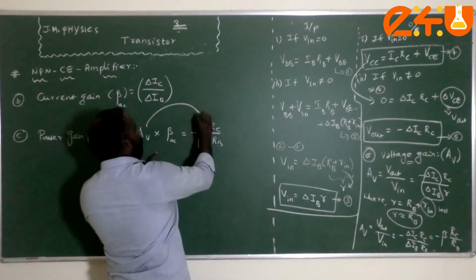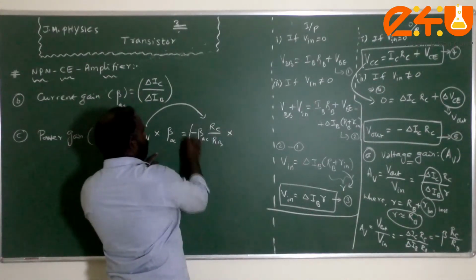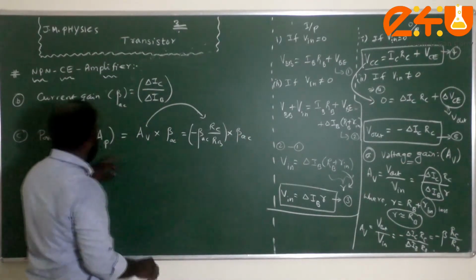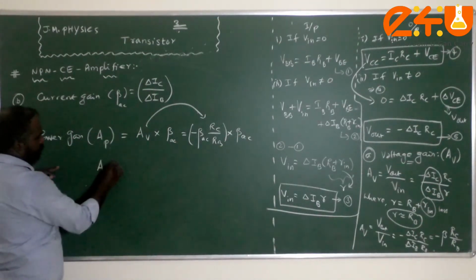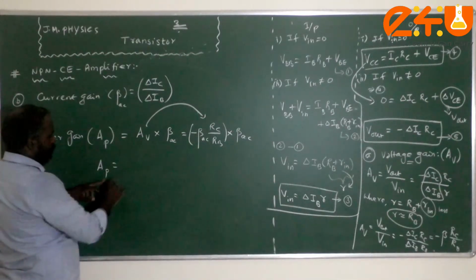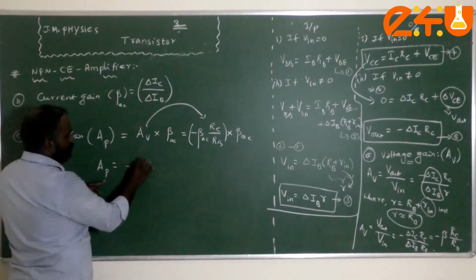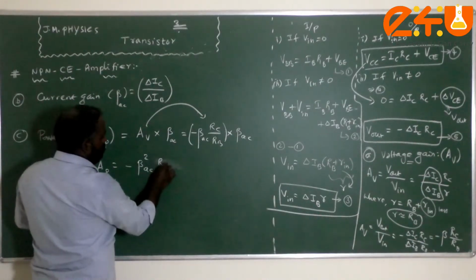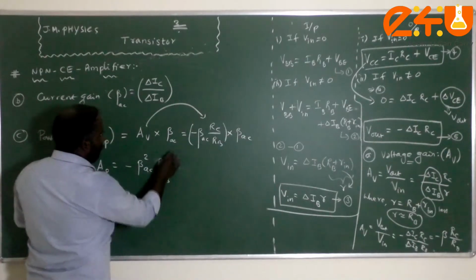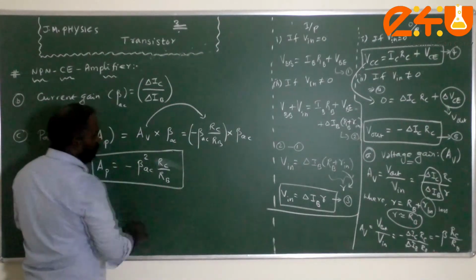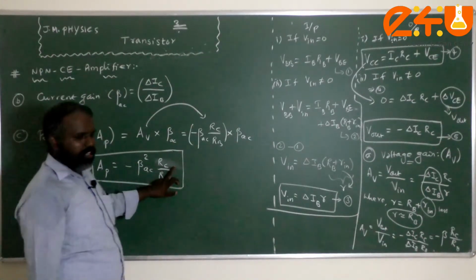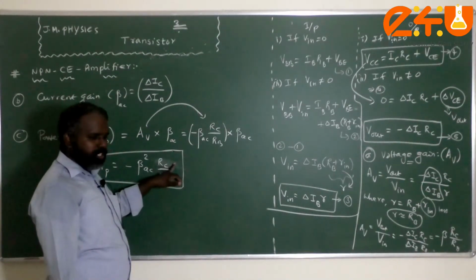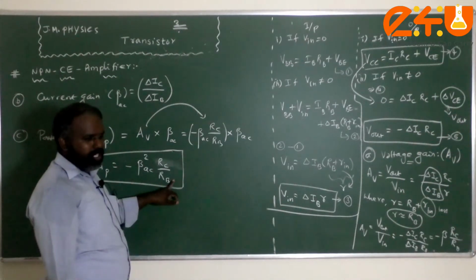This is the AV value, into the remaining term, that is beta AC. So the power gain, or the amplification of the power, can be written as minus beta square AC into RC by RB. Sometimes this RC is called the load resistance. Whatever it may be, this is the output resistance and this will be the input resistance part.